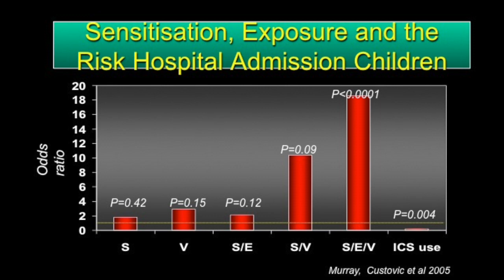Do they get worse? This is a very nice paediatric admission study from Claire Murray in Manchester, published 14 years ago now. It's a long time ago, but it's oft-quoted. And it shows the effects of sensitization to allergen, which is S, whether you're virally exposed, you've got viral RNA or DNA up your nose, whether you're sensitized and exposed to that allergen, or whether you've got a combination of all three, you're sensitized, exposed, and have virus exposure.